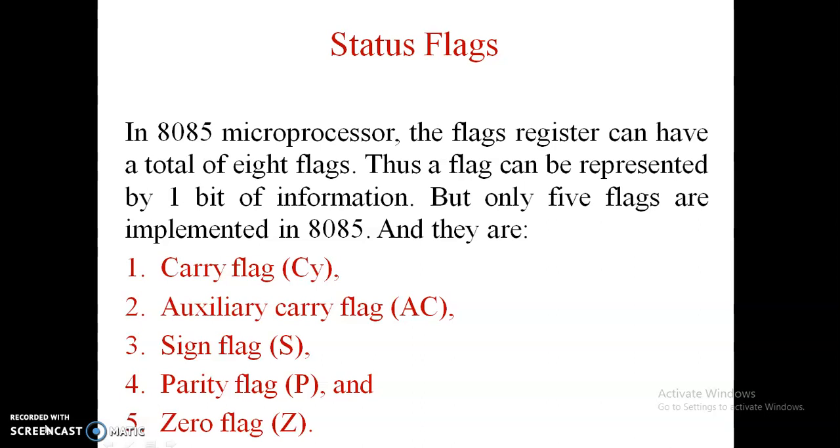There are 5 types of flags in Intel 8085. The first one is the carry flag. The second one is the auxiliary carry, shortly denoted as AC. The third one is the sign flag, that is S. The fourth one is the parity flag, called P. The last one is the zero flag, called Z.